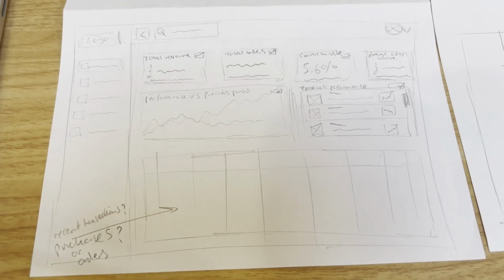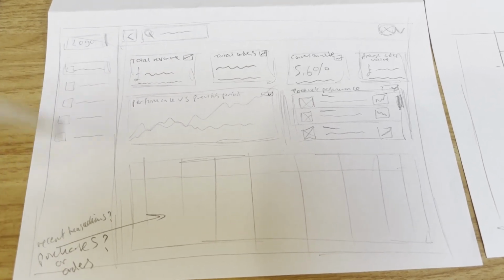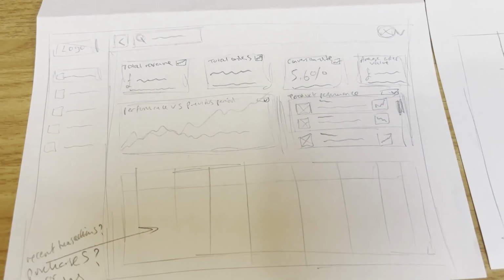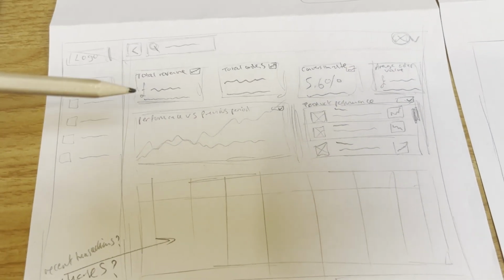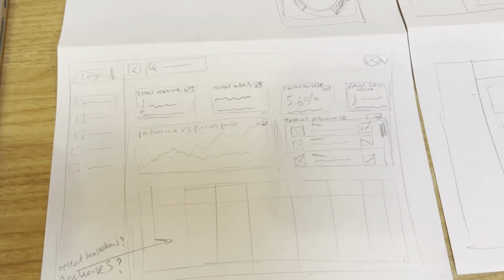So what we have here is a very rough sketch. So I've just mocked up a kind of desktop mock-up with a sidebar navigation, and maybe there'll be a top bar at the top. I'm not sure at the moment, we'll see how it goes. So what we have in the top for UI tiles is total revenue, total orders, conversion rate and average order value.